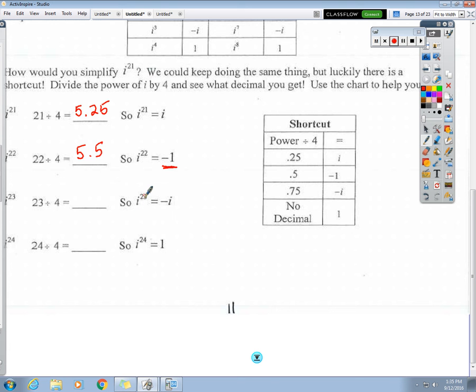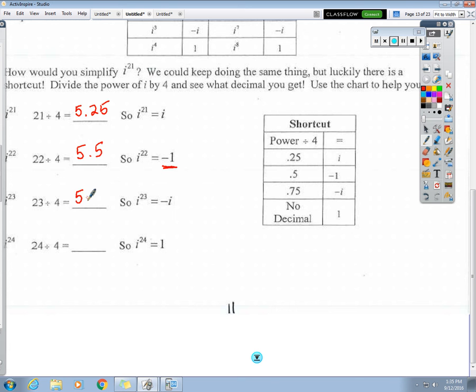If you have 23 i's listed out, how many pairs of i's could you have? 11. The first 22 i's will make 11 pairs. Well, 11 negative 1s is going to be negative 1, right? And then you have the 23rd i left over, so negative 1i. Now, if you can't remember how to do it like this, divide it by 4. What's 23 divided by 4?